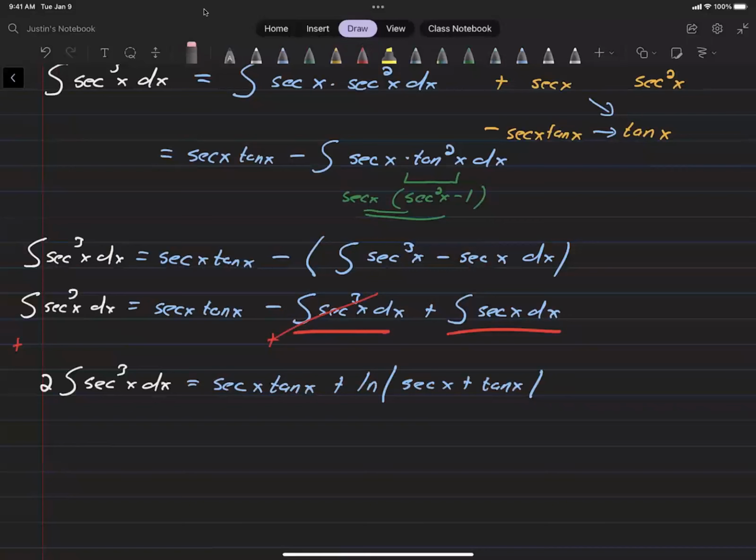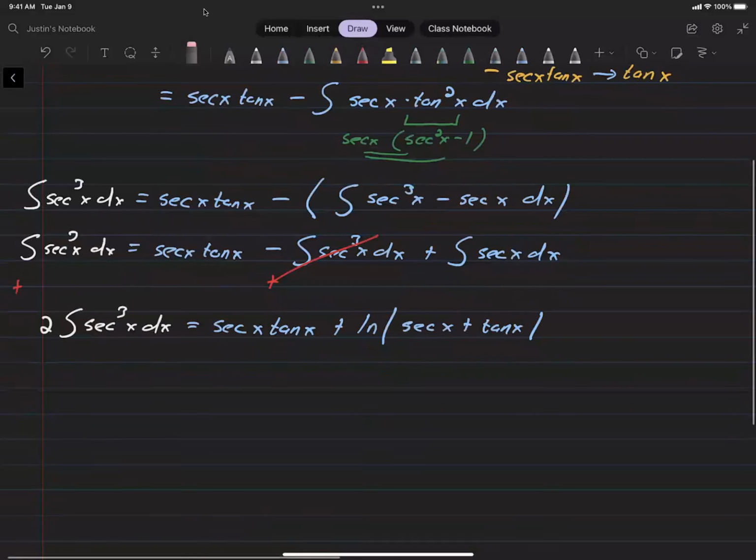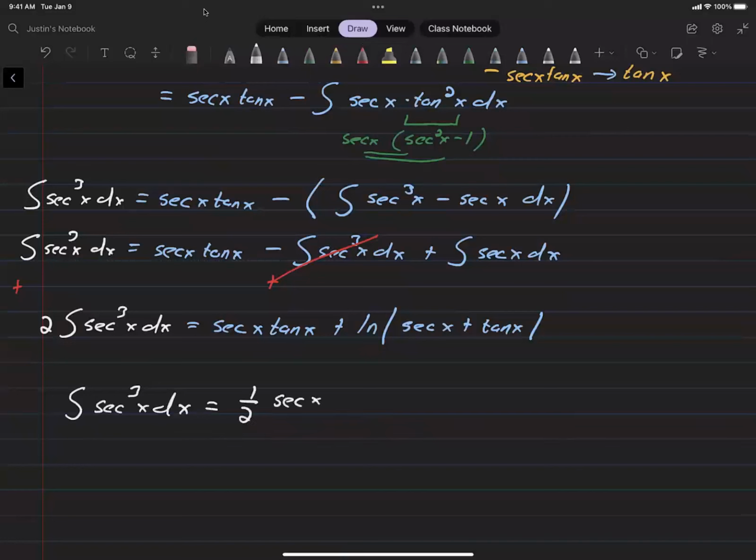All right. Good. So we know the deal now. I want to solve for the integral of secant cubed on the left. So just divide both sides by 2. And we get our formula. So the integral of secant cubed is going to be 1/2 secant x tangent x plus 1/2 natural log of secant x plus tangent x. And again, don't forget your plus C.